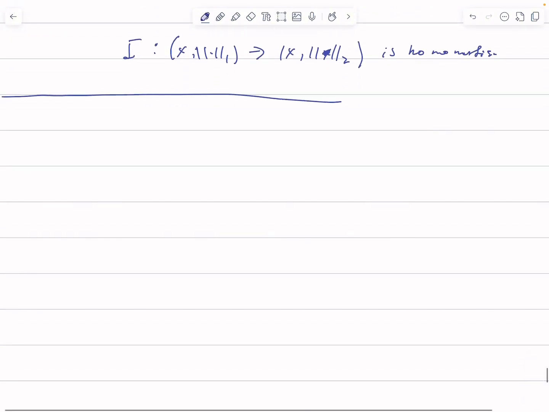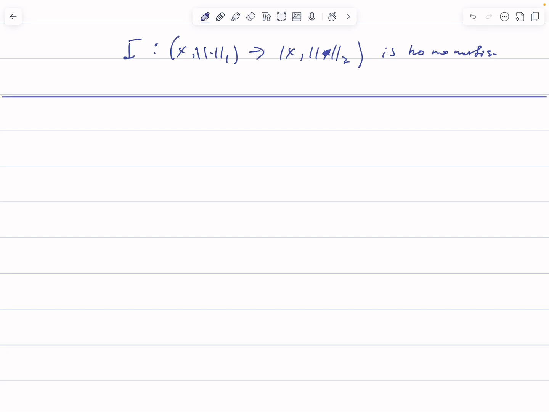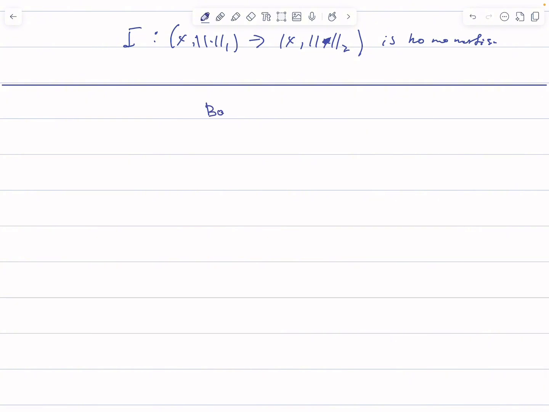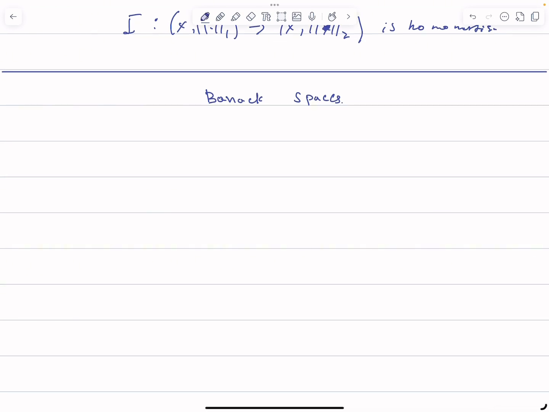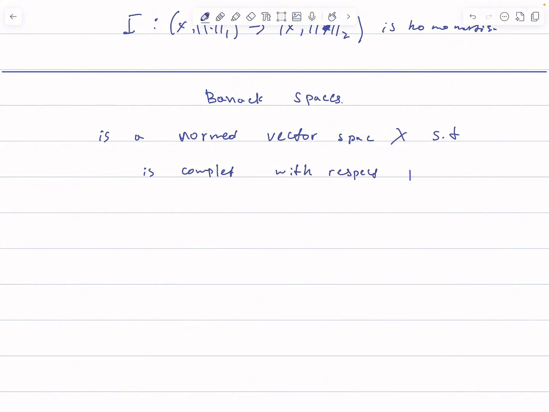Okay, this was some basic knowledge that we needed for Banach space. Now we start studying Banach spaces. A Banach space is a normed vector space X such that X is complete with respect to the norm of X. What does it mean that the space X is complete?